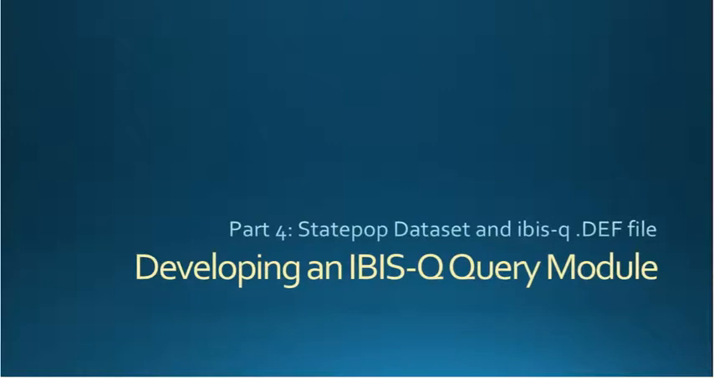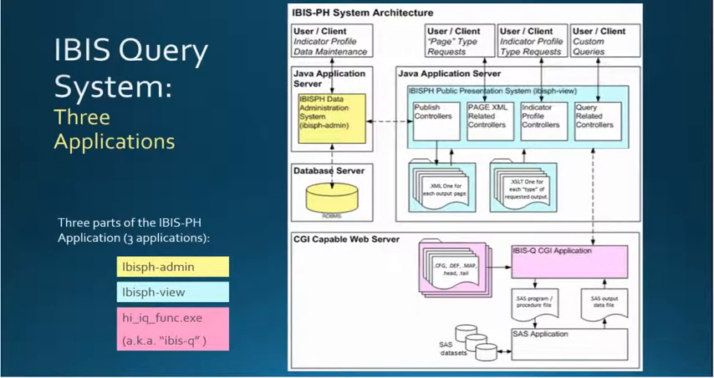This is part 4 of the training video series for developing an ibis-q query module. We're going to look at the ibis-q.def file. You might also hear it referred to as a func file, which refers to older versions of ibis-q that use standard functions for counts and rates. The .def file is located in the ibis-q backend folder on the ibis-q server.